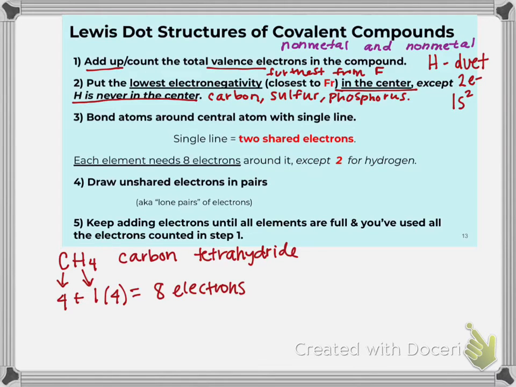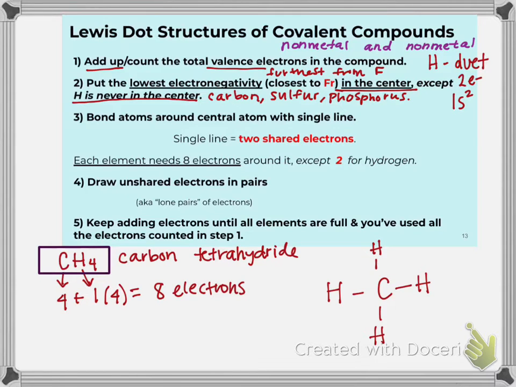Then what you're going to do is bond the atoms around the central atom with a single line. That's the first thing you're going to do. So here I have carbon tetrahydride. So carbon is going to be my central atom. And now I need to bind 4 hydrogens to this carbon. So I'm going to go ahead and bind 4 hydrogens: 1, 2, 3, 4. And just like that, I have my structure.